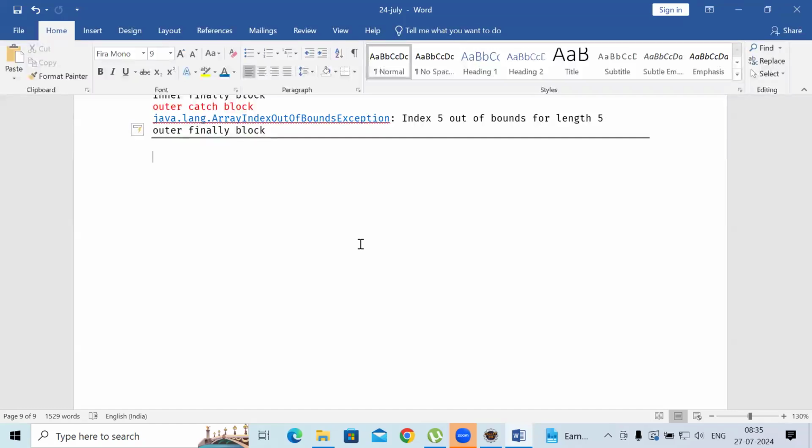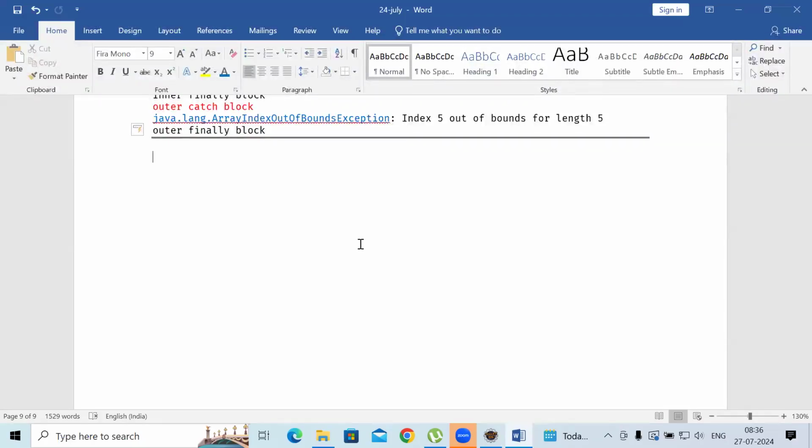In that, one category is checked exception classes, the other category is unchecked exception classes. Arithmetic exception, array index out of bounds exception, null pointer exception, number format exception, these all come under which category? These all come under the category called unchecked exceptions. So totally exceptions are of two types, checked exceptions and unchecked exceptions. I already told you checked exceptions are known to the compiler. Unchecked exceptions are unknown to the compiler.